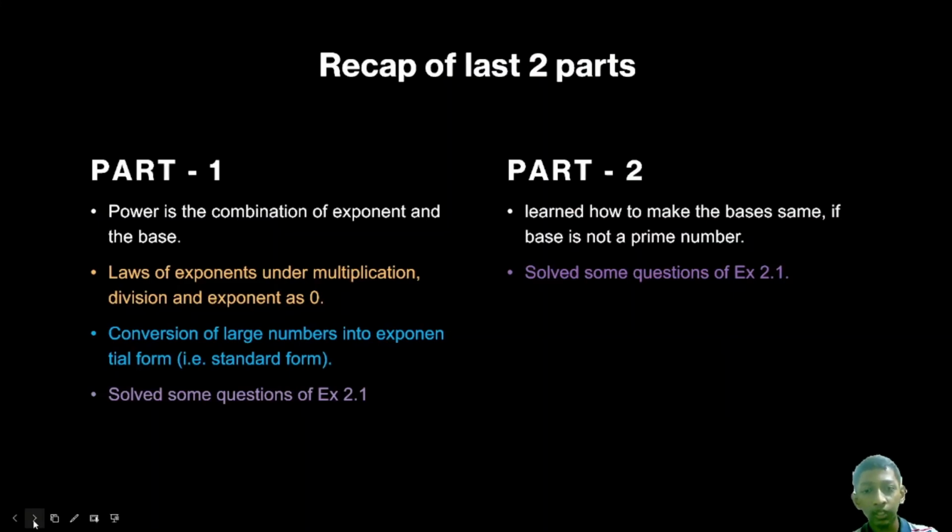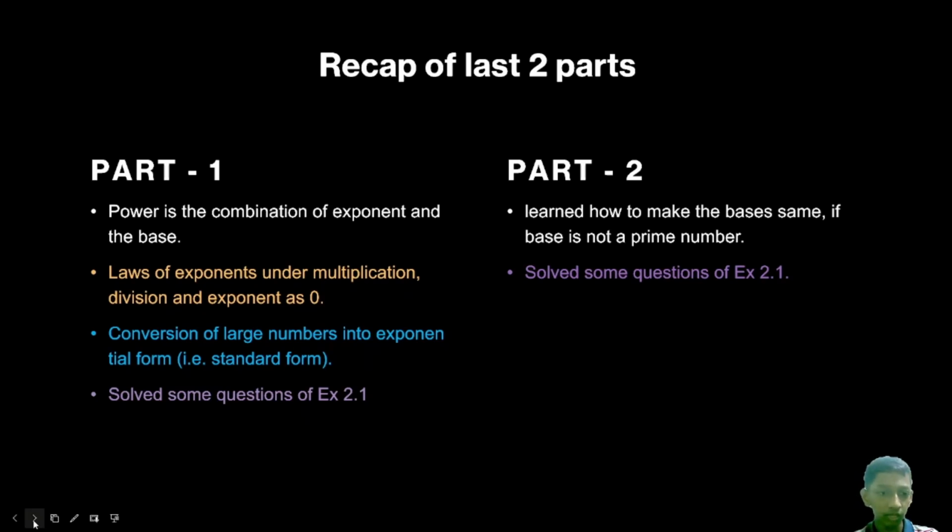But before moving to the third part, let's have a slight recap of the last two parts. In part 1, we have learned the meaning of exponents, and power is the combination of exponent and base, whereas exponent is not called a power. In part 1, we even learned the laws of exponents under multiplication, division, and exponent 0, and we have converted large numbers, that is usual form, into exponential form, that is standard form, and we have solved some of the questions of exercise 2.1.